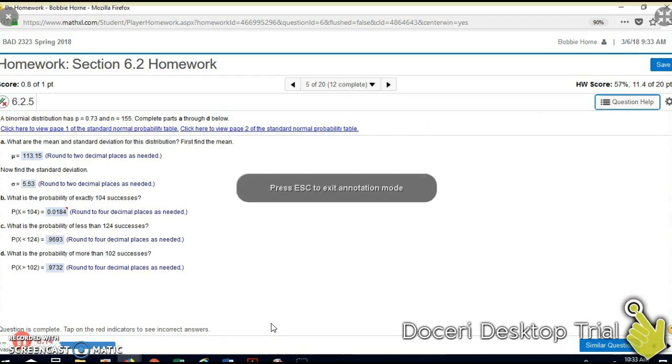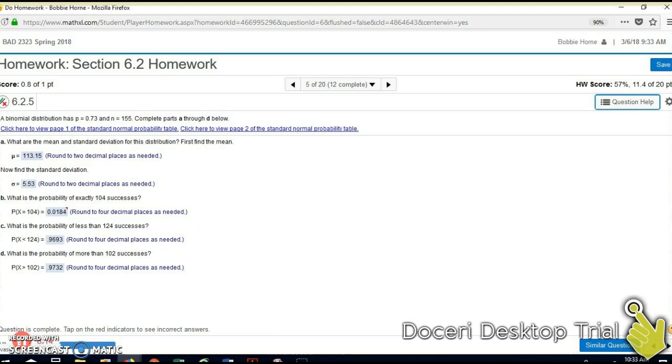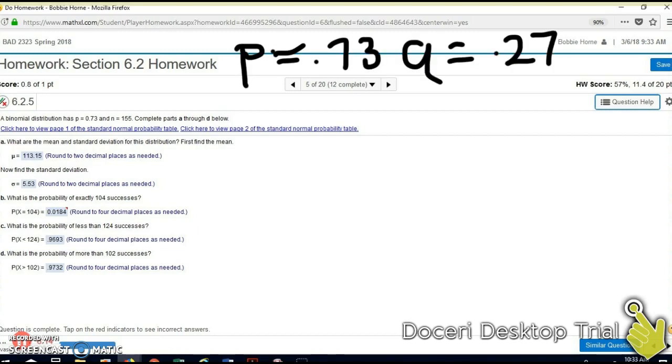So to find Q, remember your P's and Q's have to add up to 1. So we know that P equals 0.73. So Q would have to be 0.27 to add up to 1. And then N is 155. So to find the mean, you do N times P. So 155 times 0.73, and you get 113.15.